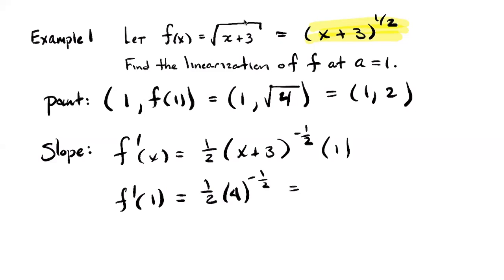The minus 1/2 power of a half is also a half. So the slope is a quarter. So now we are in business, right? We have what we need. We need a point and a slope to write the equation of a line.